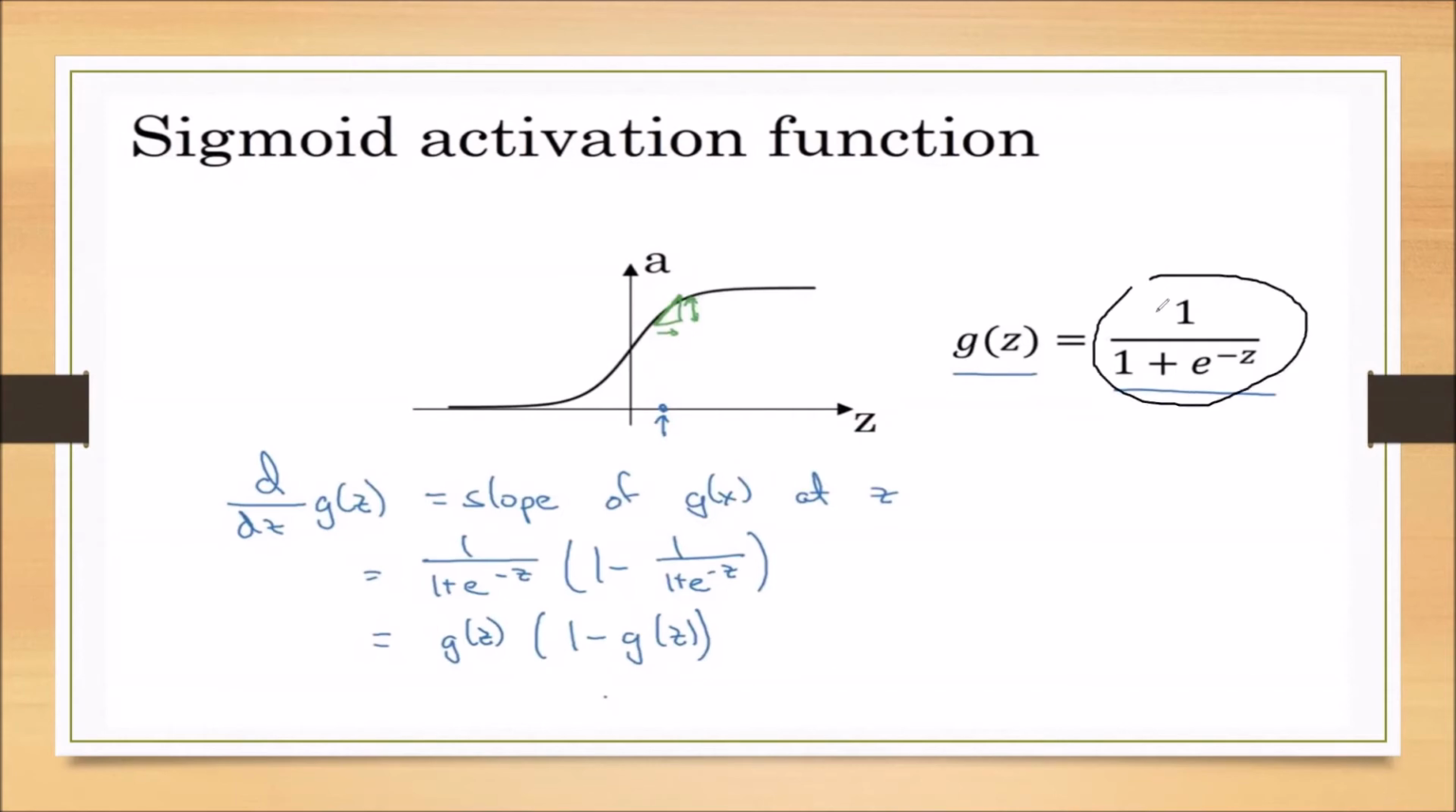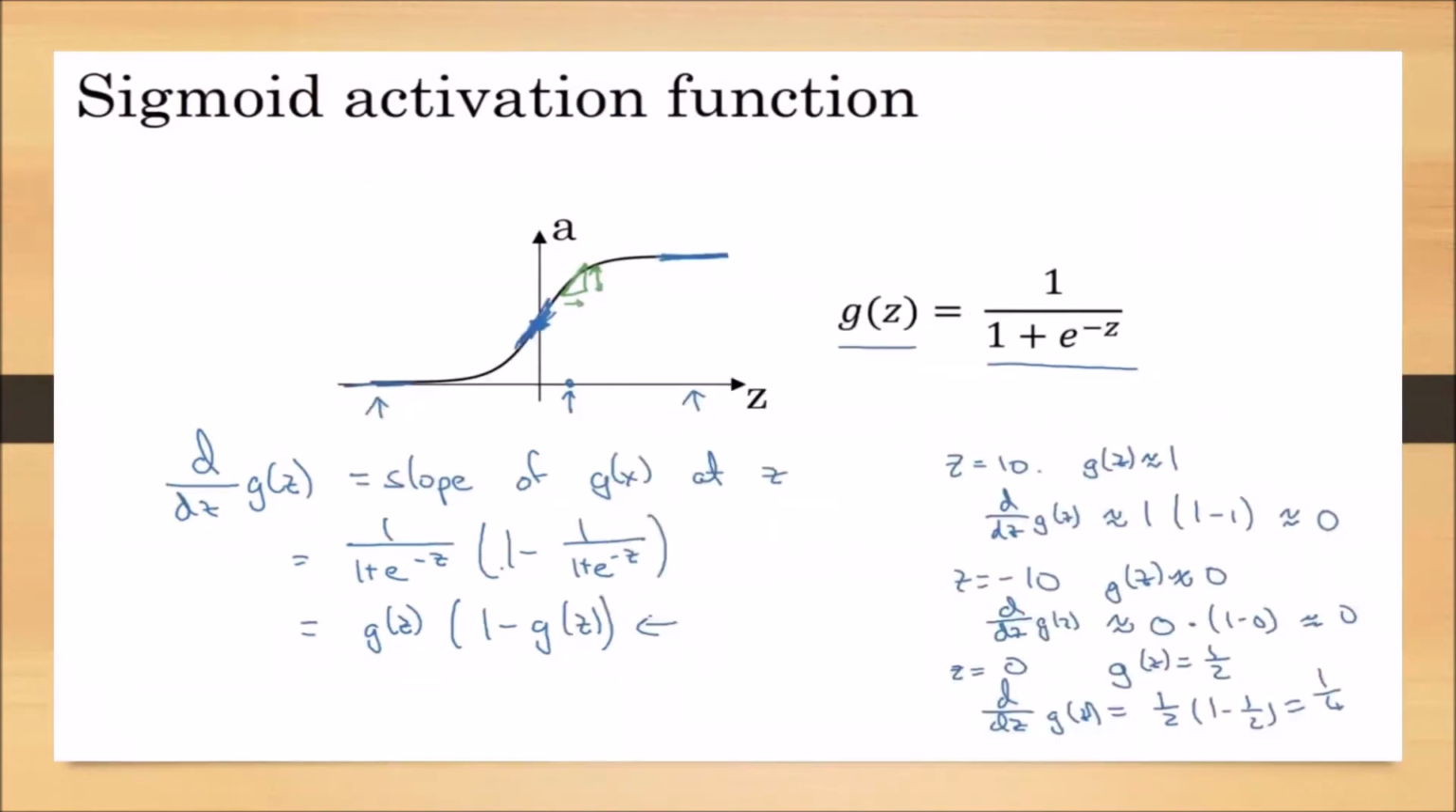The derivative of 1 by 1 plus e to the power minus z is a into 1 minus a, or g of z into 1 minus g of z. So you can observe. We want to check at z equal to 10. We already know at z equal to 10, this curve has already become constant. The slope should be 0.